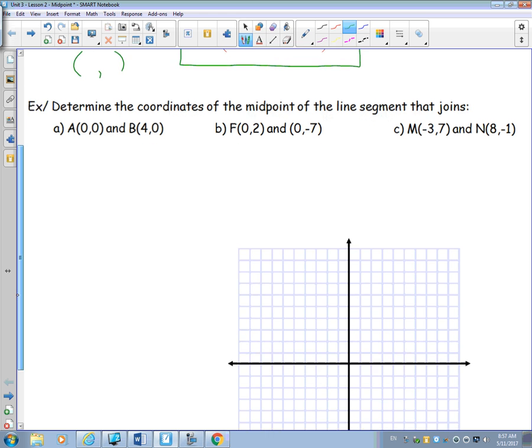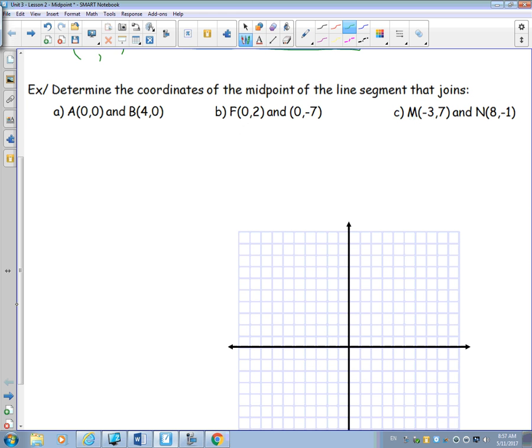The coordinates of the midpoint of the line segment that joins these points. So let's look at the diagram here for the first one. A is 0, 0. B is 4, 0. 1, 2, 3, 4. It's over here. Common sense says the middle of this line should be right about there, right? Oh, I counted that wrong. 1, 2, 3, 4. Right there. B. Common sense says the middle should be right there.